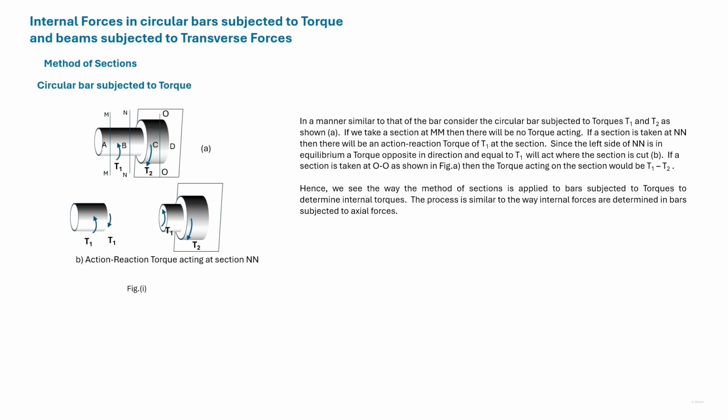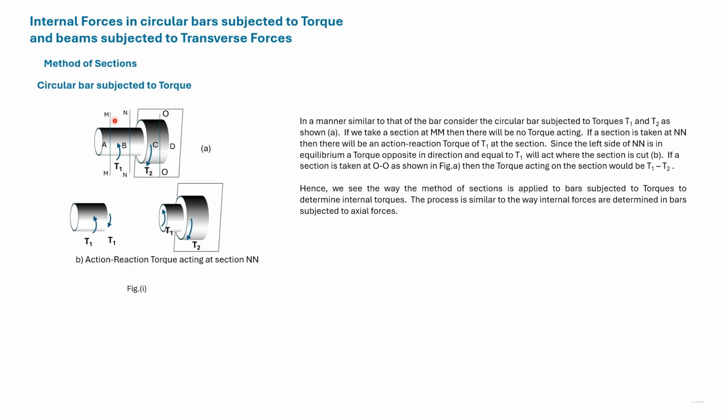Here we discuss the method of sections applied to a circular bar subjected to torque. This is similar to the method of sections applied to a bar subjected to axial forces. So here we have a circular bar ABCD, to which a torque T1 and torque T2 are applied. You can see that there must be a torque at D so that the whole bar is in equilibrium.